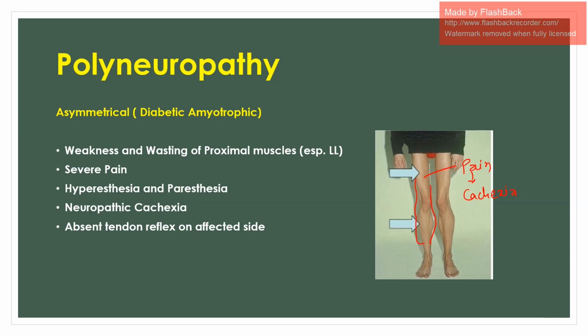In polyneuropathy asymmetrical, just one of the limbs is affected, especially the lower limb, and in the proximal part there is weakness and wasting of proximal muscles due to pain. There can be neuropathic cachexia. There can be hyperesthesia or paresthesia, that is exaggerated sensations or distorted sensations, and there is absent tendon reflex on the affected side.